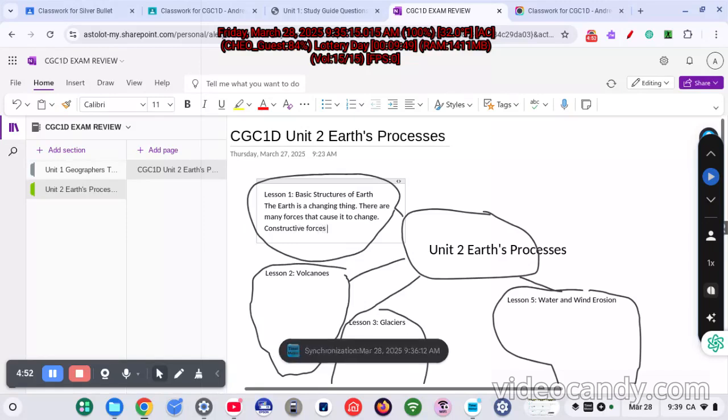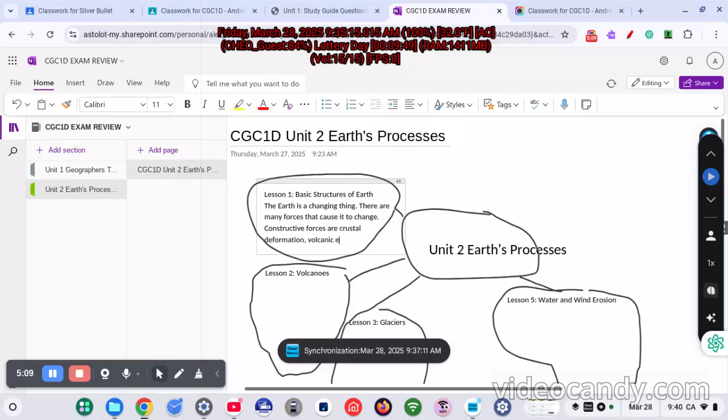All right. So the Earth is dynamic. It is always changing. We were reminded that there are 4 layers of Earth. The 4 layers of Earth are crust, mantle, inner core, and outer core.